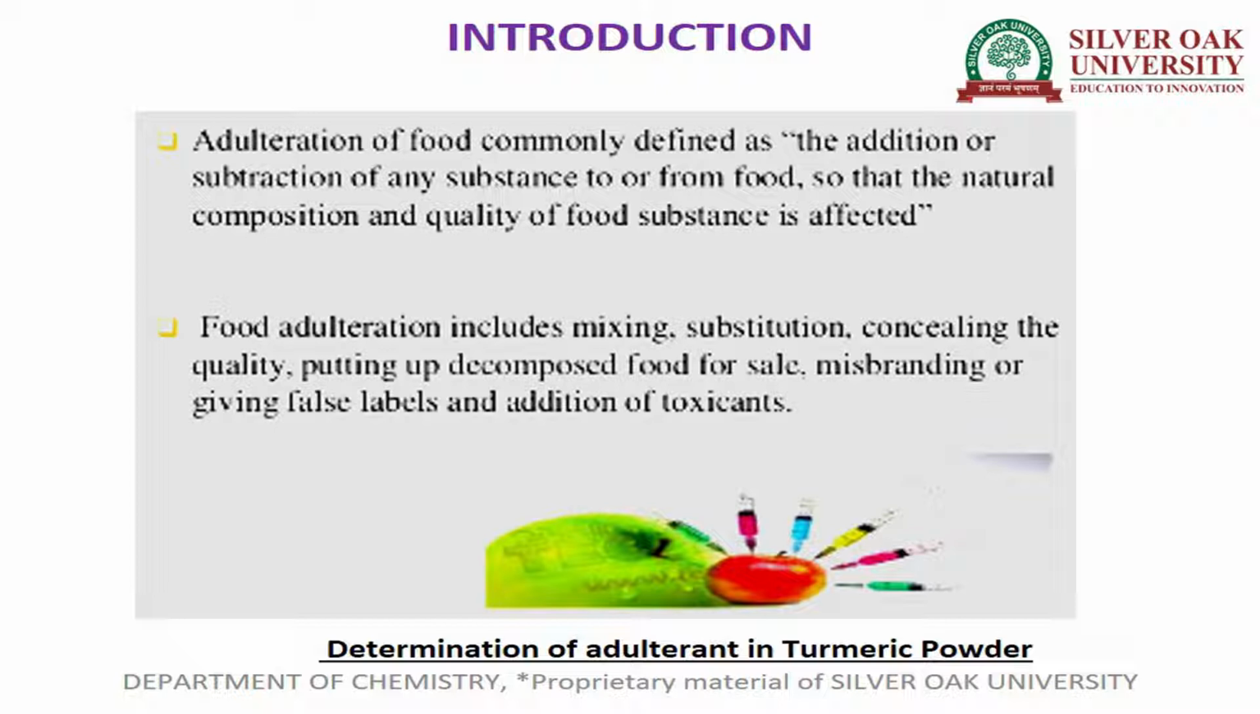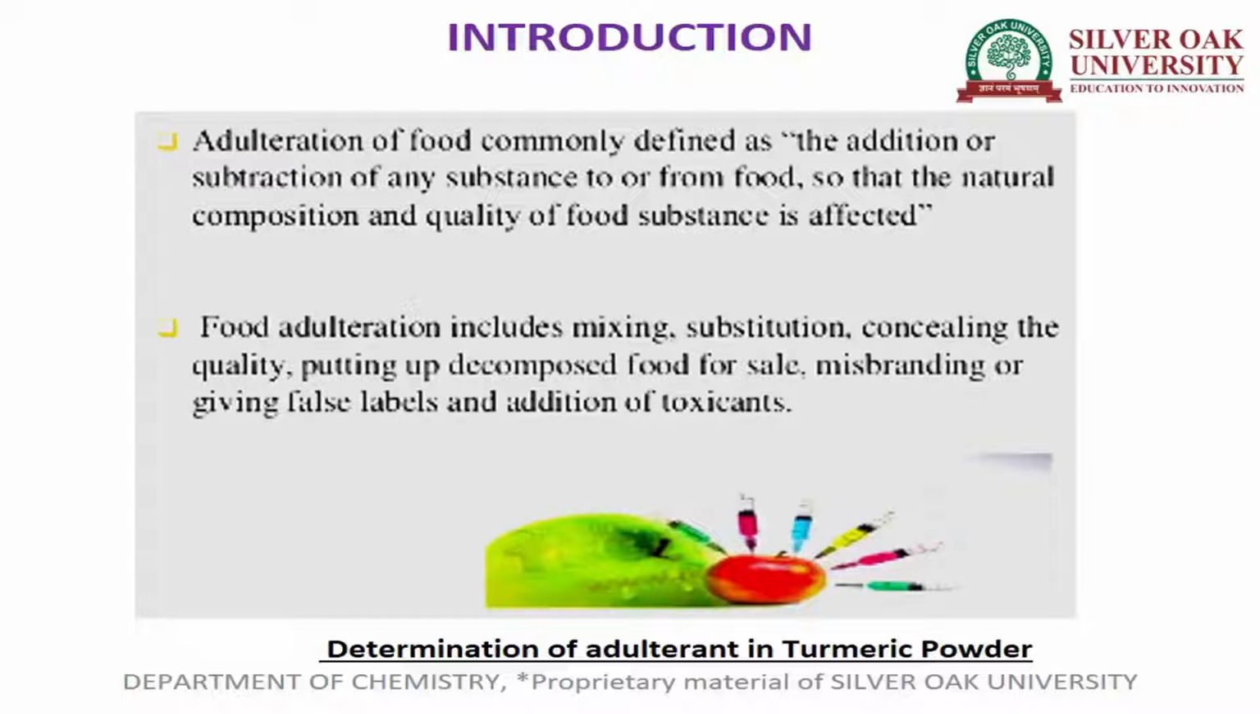Adulteration means addition or subtraction of any substance to the food so that the natural composition and quality of food is affected. That means when we add something or remove something from the original food, the food quality or composition will be affected or damaged.